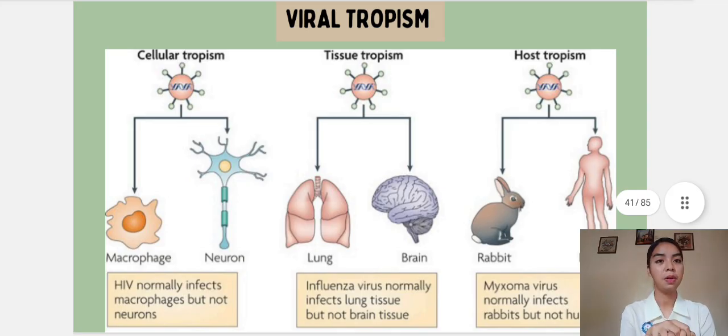In host tropism, myxomavirus, what do you think it infects? The rabbit or the human? Okay? Myxomavirus normally infect rabbits, but not humans. So, this virus cannot infect human, meaning, if this virus enters the body, it cannot put any harm on that person because host tropism, it only prefers rabbits. So that is viral tropism.